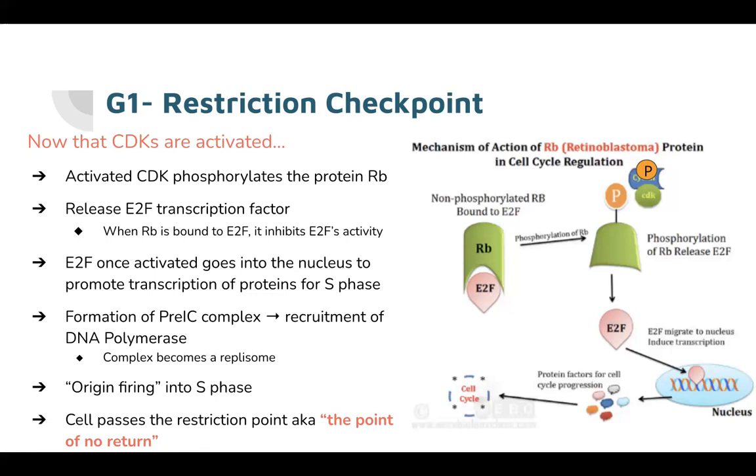So once E2F is active, it will allow the cell to continue to S phase because it'll help make the proteins that are necessary for S phase. And as soon as RB lets go of E2F, that means that the cell has passed the restriction point.